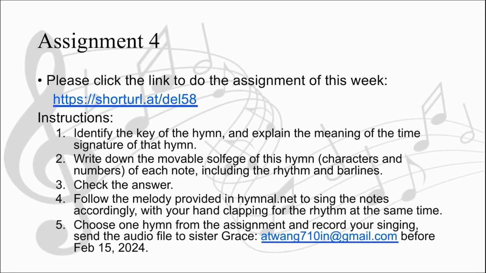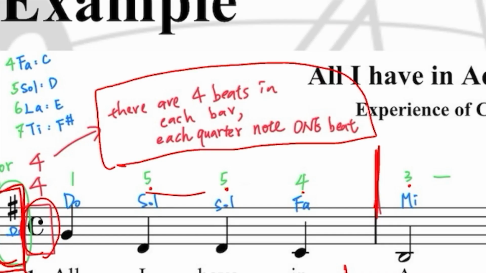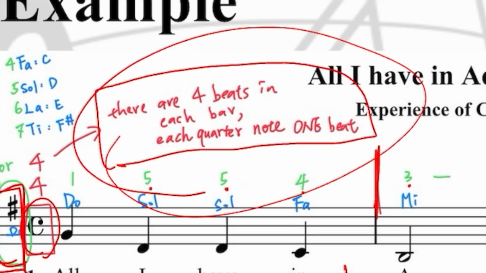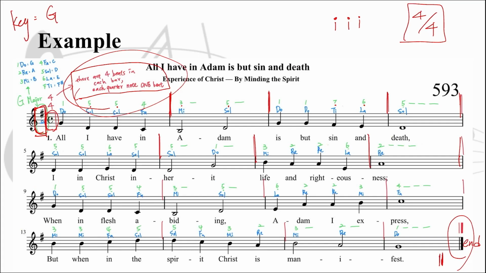Okay, so the assignment, there are 4 hymns. They are already put into this link. You can check it. And then what we should do is, first for the hymn, identify the key of the hymn and explain the meaning of the time signature of that hymn. To explain it, it's like this. Okay, there are 4 beats. There are how many beats, and then what note equals 1 beat.